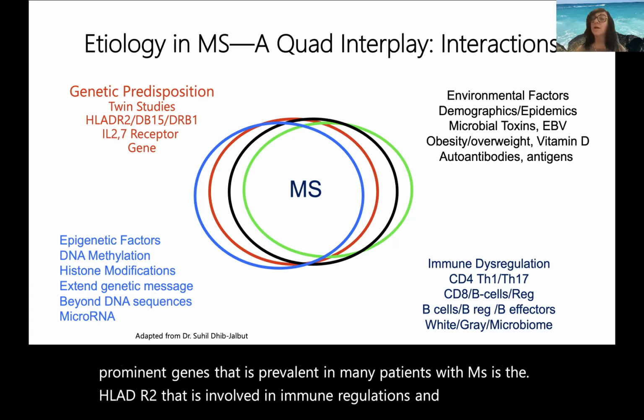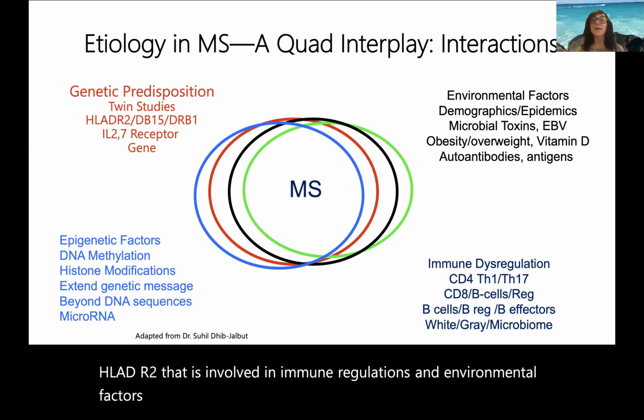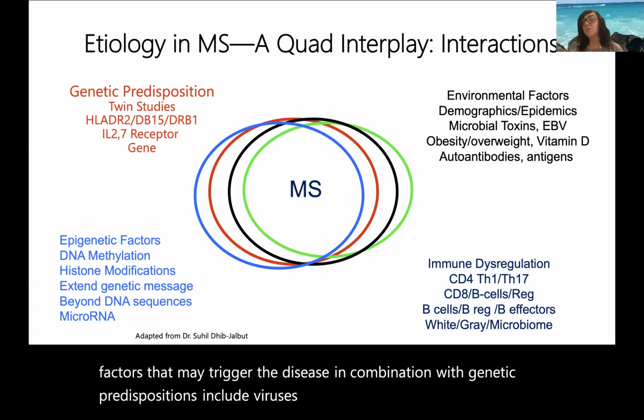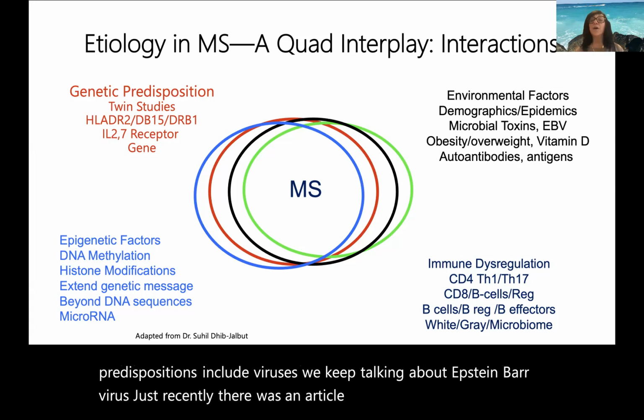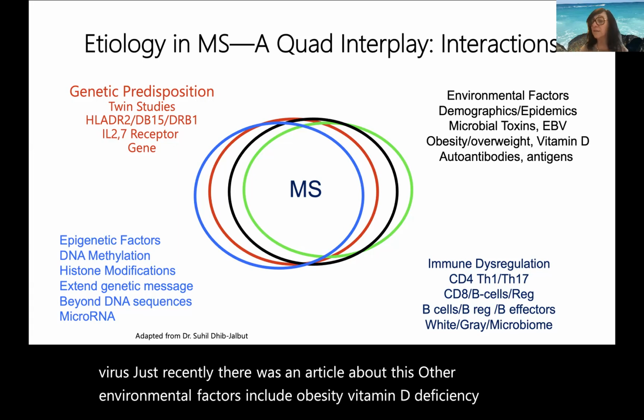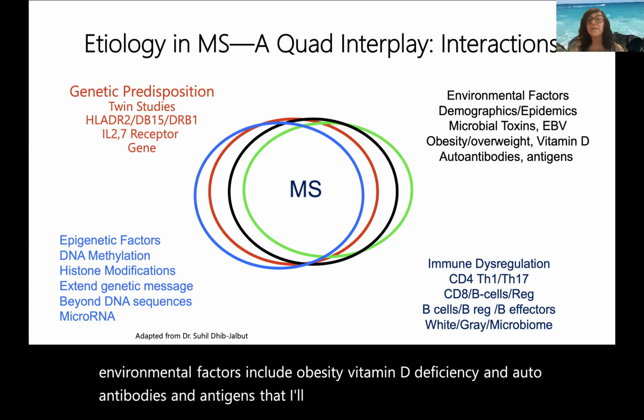Environmental factors that may trigger the disease in combination with genetic predispositions include viruses. We keep talking about Epstein-Barr virus. Just recently, there was an article about this. Other environmental factors include obesity, vitamin D deficiency, and autoantibodies and antigens that I'll discuss in a few minutes.